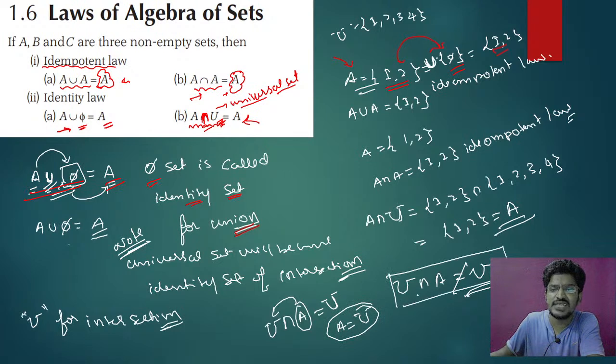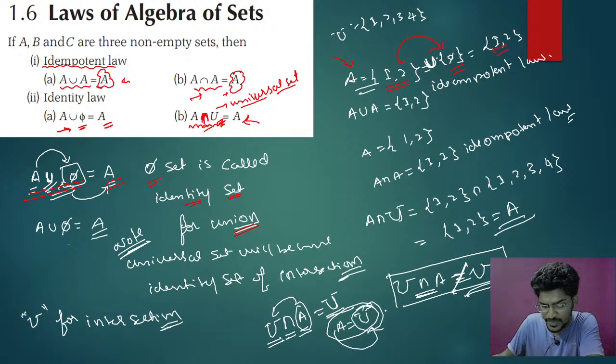Anyways, universal set intersection A, I can't get U. Suppose I get universal set intersection A equal to universal set, then A is nothing but my universal set. Clear? So please go through it.